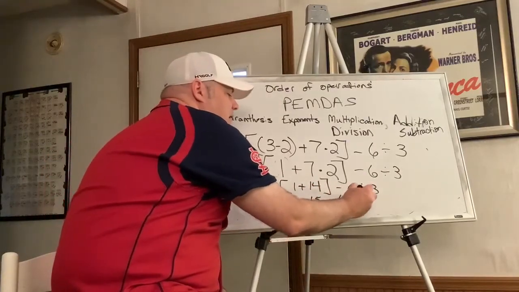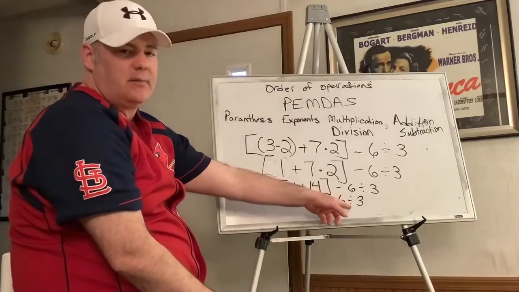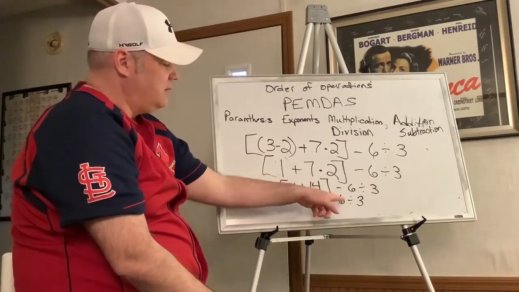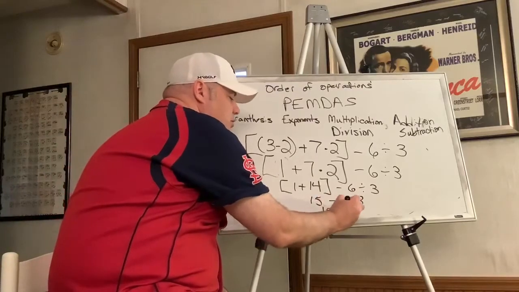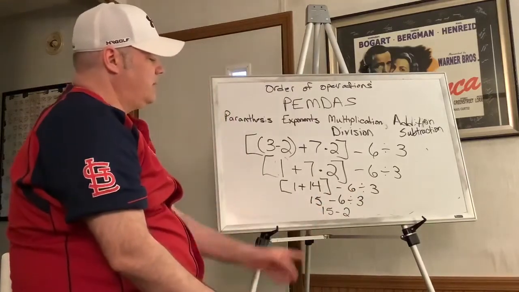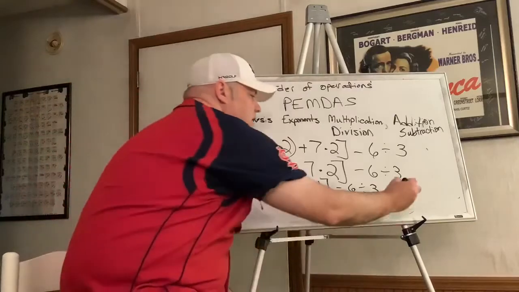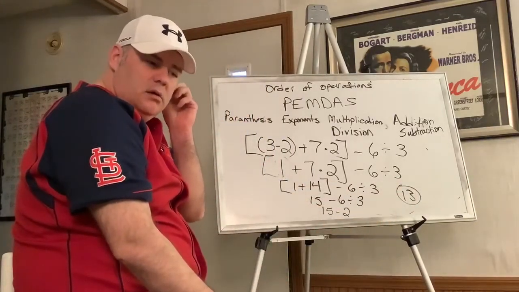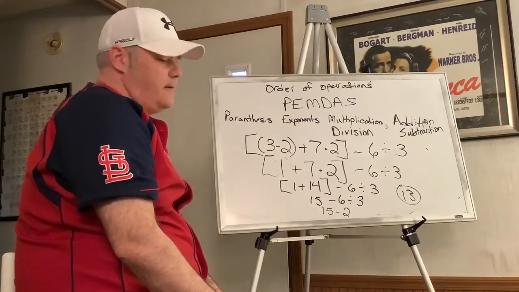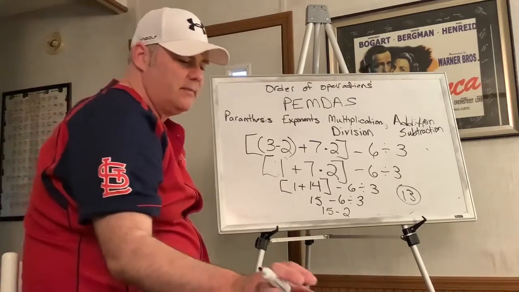And so now all I'm left with is 15 minus 6 divided by 3. So I do division before I do subtraction. And so I got 15 minus 2. This is 6 divided by 3 is 2. And then 15 minus 2 is 13. Okay. I'll leave that up there for a second.